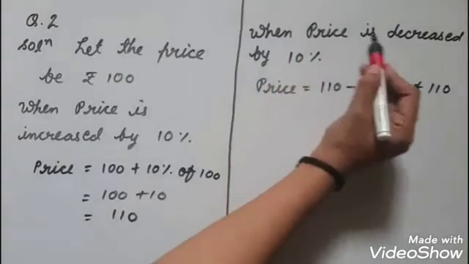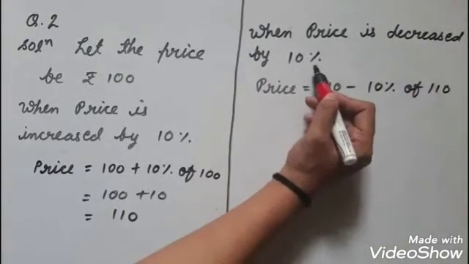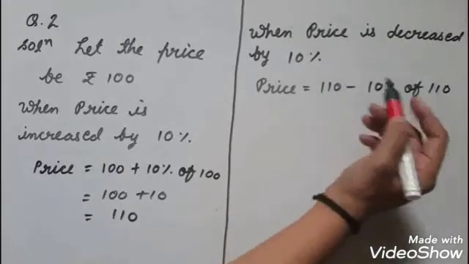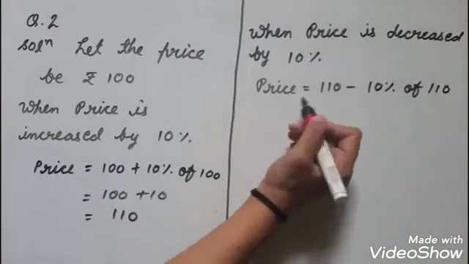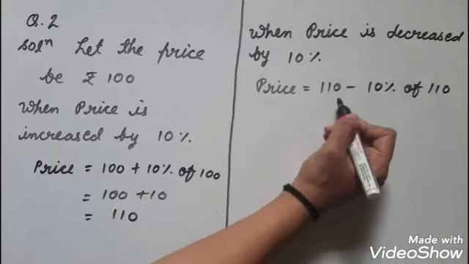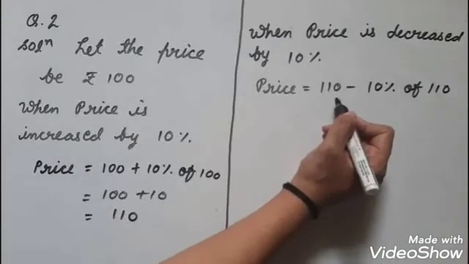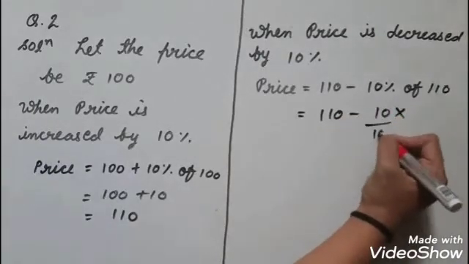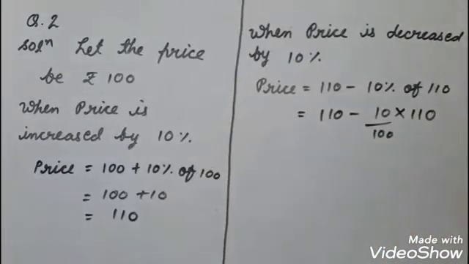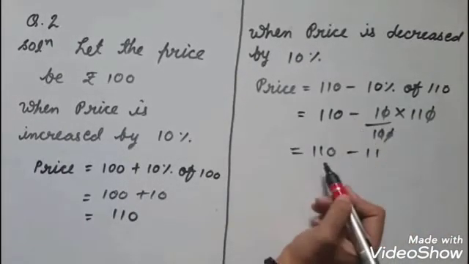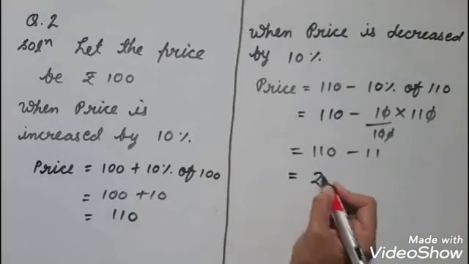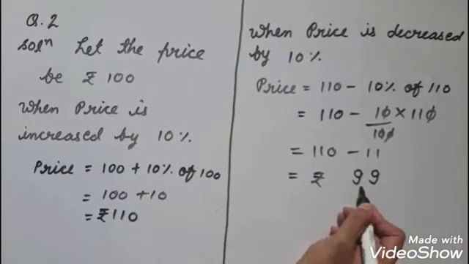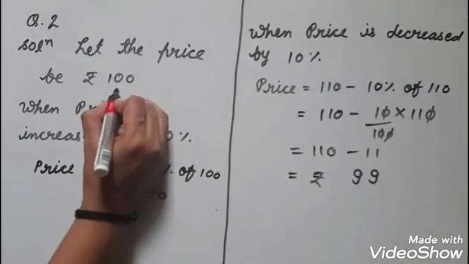Now when the price is decreased by 10%, again we will find the new price. For that we have to subtract 10% of 110 from 110, because the new price is 110 after the increase of 10%. So here 110 minus 10% of 110. After calculation, 110 minus 11, what is remaining? Rupees 99.